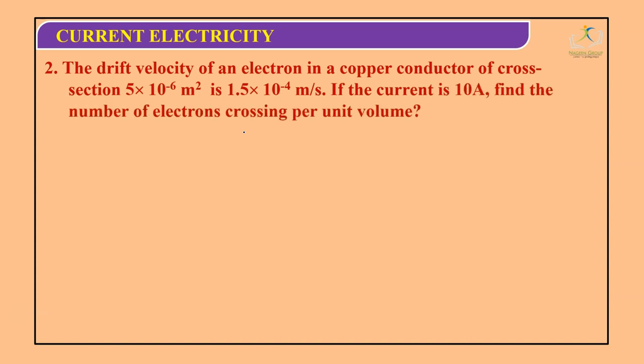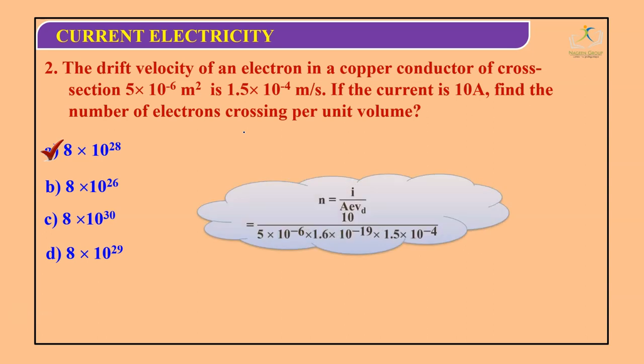The drift velocity of an electron in a copper conductor of cross section 5 to the power minus 6 meter square is 1.5 to the power minus 6 meter per second. If the current is 10 ampere, find the number of electrons per unit volume. We have this formula and these equations for the number. The first option is the correct option.